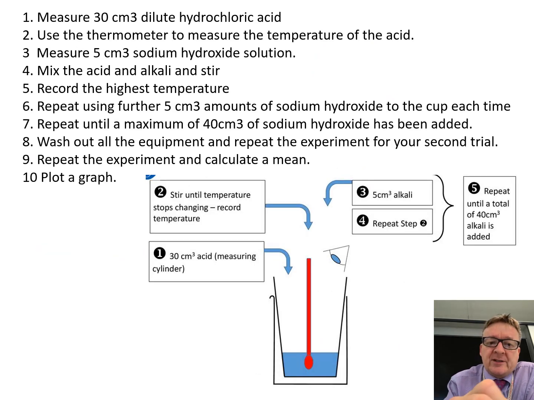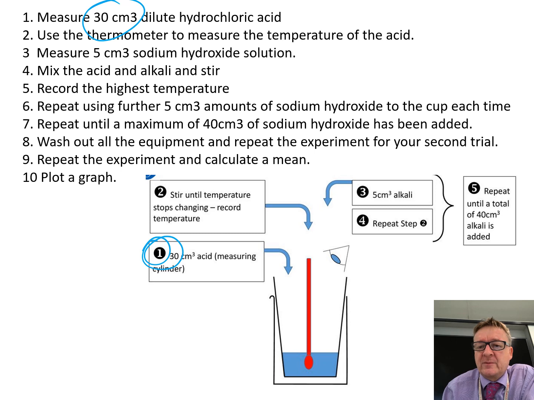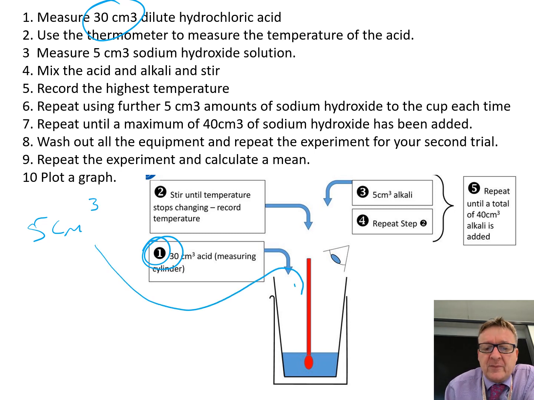Then what you do is you get 30 centimetre cubed of dilute hydrochloric acid. Alright, so that is then our number one. 30 centimetre cubed of dilute hydrochloric acid, and you put it into the polystyrene cup. Use the thermometer to measure the temperature of the acid. That is before you start anything, and it's basically working out room temperature. Then you get 5 centimetre cubed of sodium hydroxide. You put it in and you work out the highest temperature.